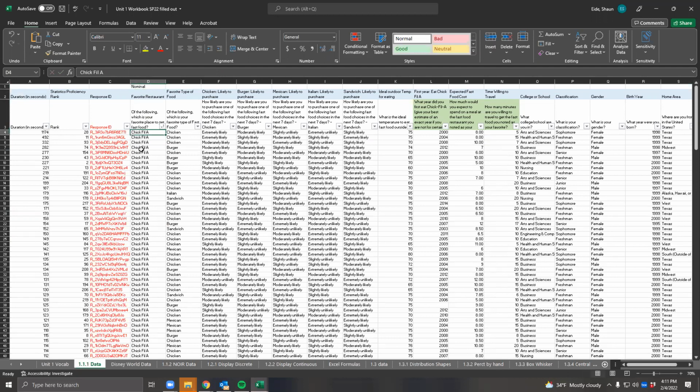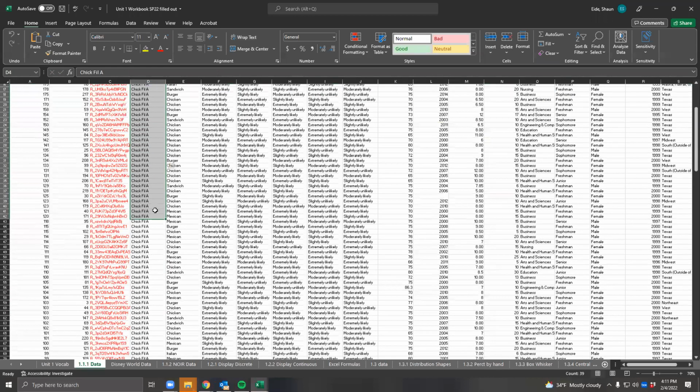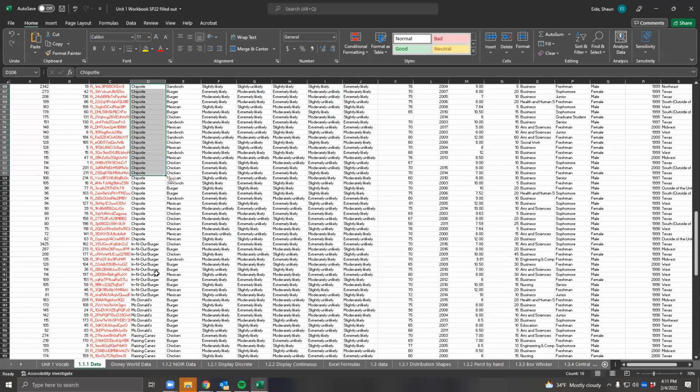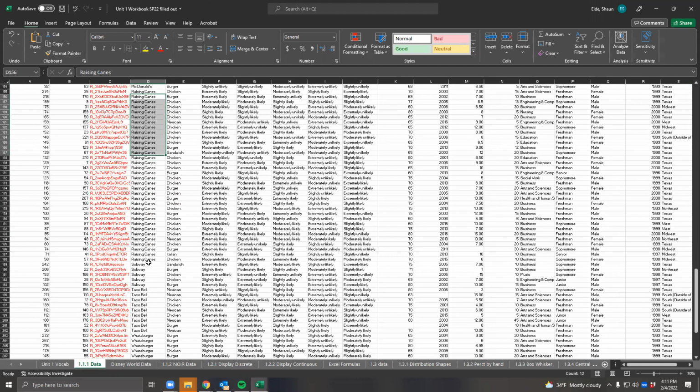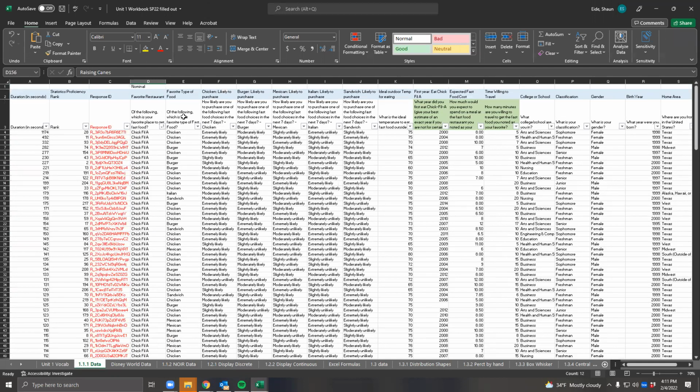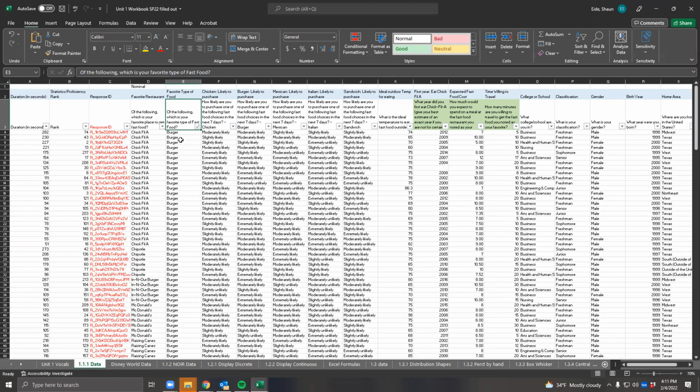All that we can do is sort it, because Chick-fil-A is different than Chipotle, is different than In-N-Out Burger, is different than McDonald's, is different than Raising Cane's, is different than Subway, so on and so forth, going all the way down. All you can do is say they're different. Same thing here. This is also nominal. You can sort it and say, okay, they're just different.